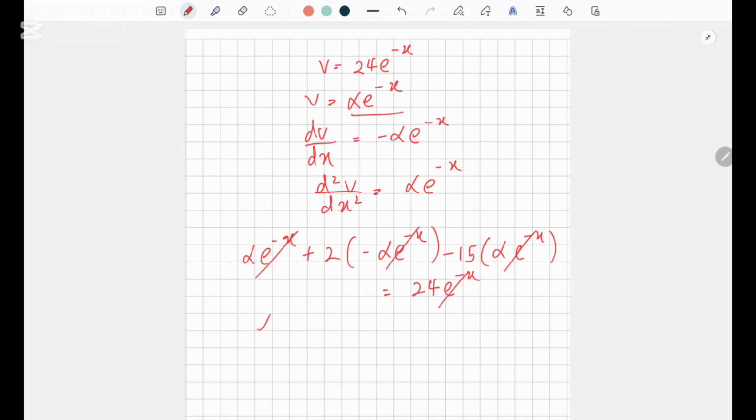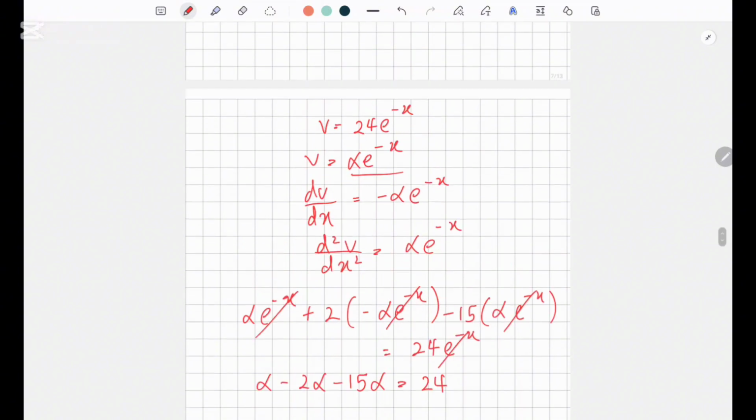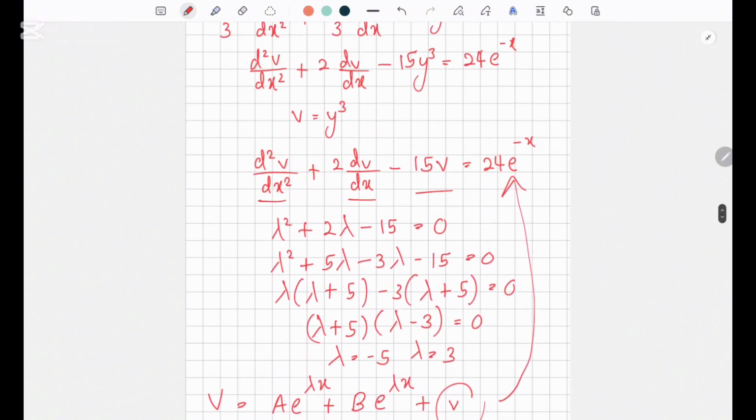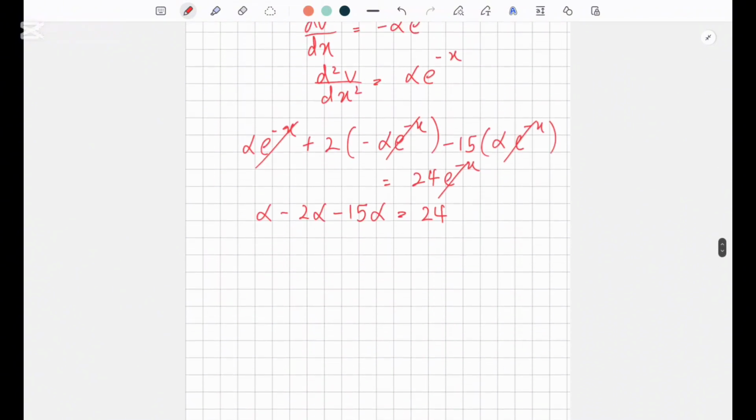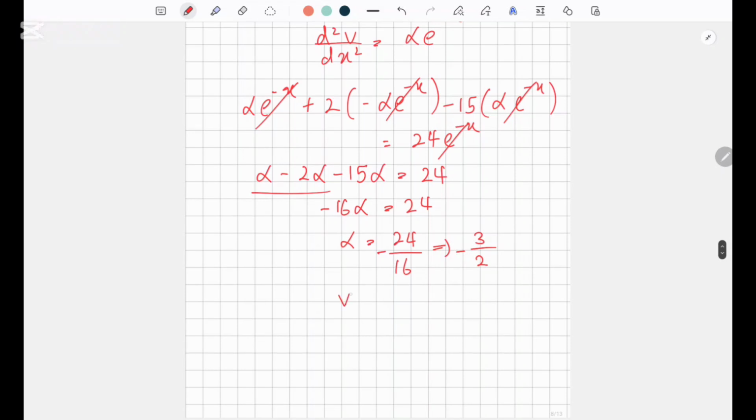So now we have alpha minus 2 alpha minus 15 alpha equals 24, right? I think I am correct. Yep. So this is minus alpha. So minus alpha minus 15 alpha is minus 16 alpha, right? So alpha equals minus 24 over 16, which is, so what are the factors? 8, right? So minus 3 over 2. So you can write v, simple v equals minus 3 over 2 e to the power minus x.